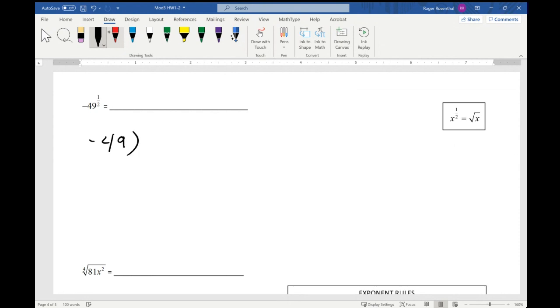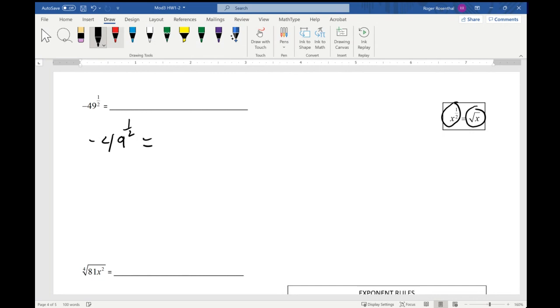If it said -49 in parentheses to the 1/2, well, that would mean, and remember, a 1/2 power is the same as having a square root, that would mean the square root of -49. But that's not what this said. There was no parentheses there. When there's no parentheses and you have a negative number raised to a power, the power only applies to the number. It does not apply to the negative. If you wanted to apply to the negative, you need to put parentheses to indicate that.